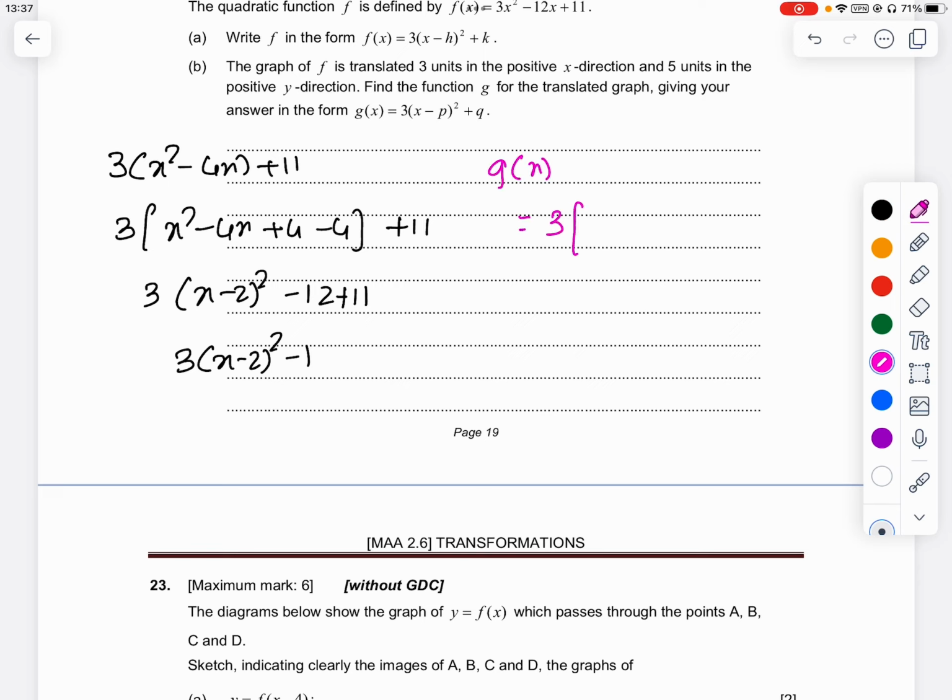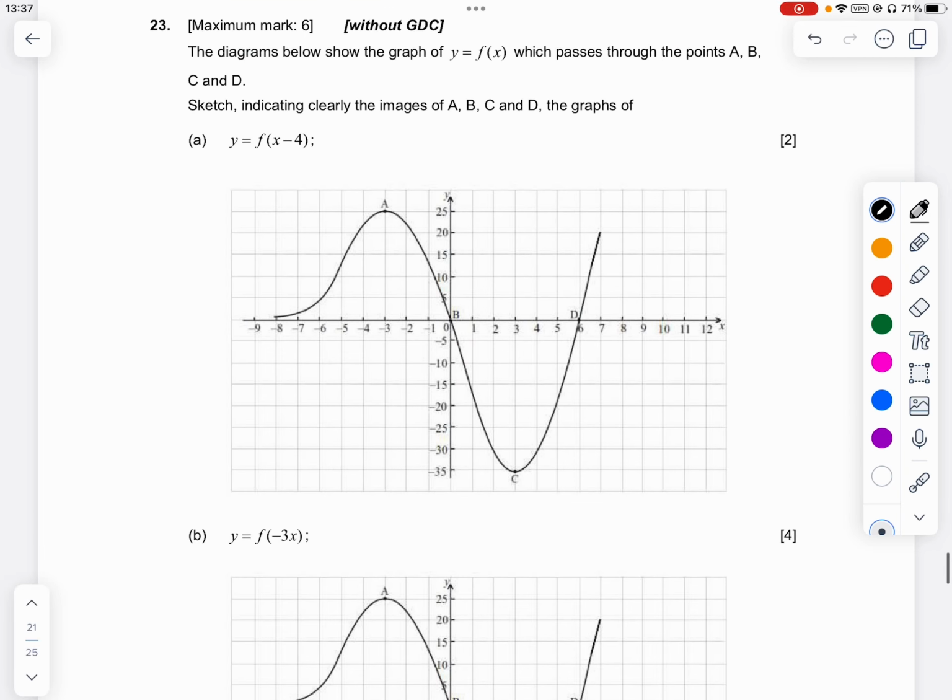So 3 times of, it is moving 3 units in the x direction. So x becomes x minus 3, (x minus 3 minus 2) whole square. Then 5 units in the y direction. So minus 1 is there as it is, plus 5. So it becomes 3 times of (x minus 5) whole square plus 4. This is the answer.